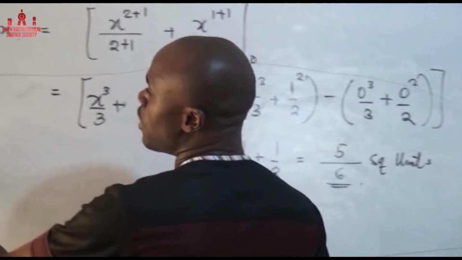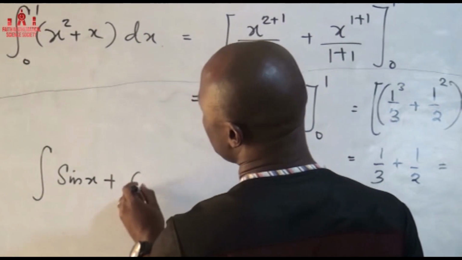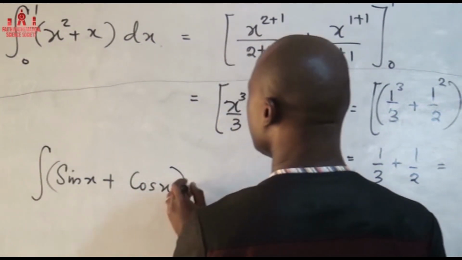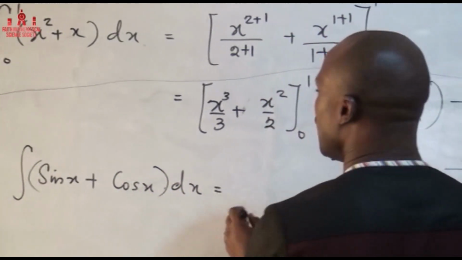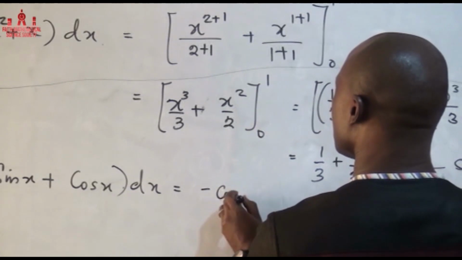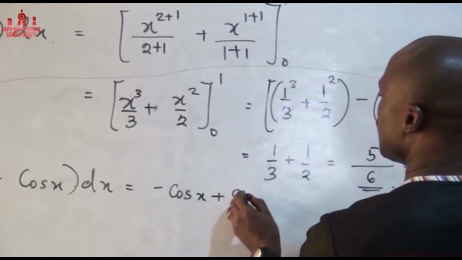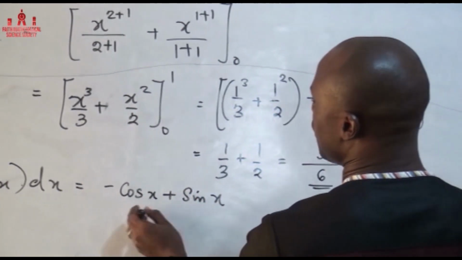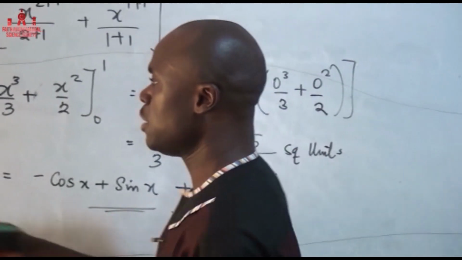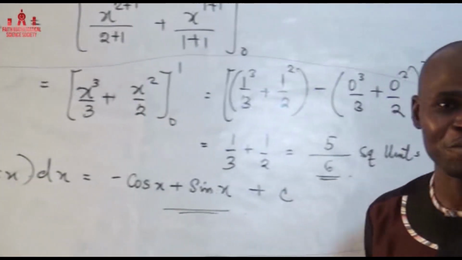I also said you can have something like this, sine x plus cos x. You can also integrate this with respect to x, and this will give you integral of sine x is minus cos x, and integral of cos x is sine x, and you just have that plus c as the answer. Why is it plus c? Because this is an indefinite integral. Well, this is just a review. That's not what I'm going into.